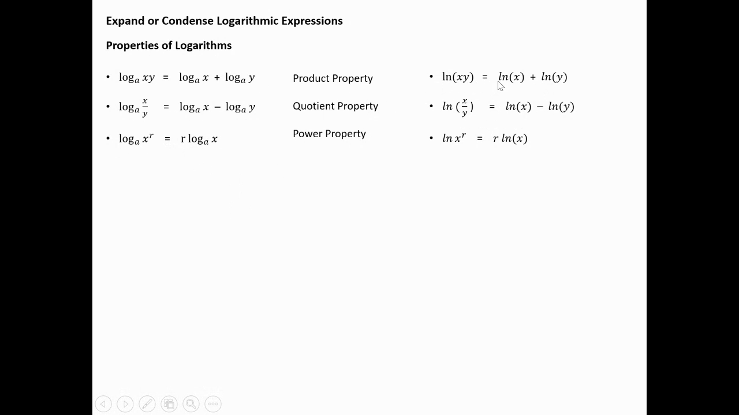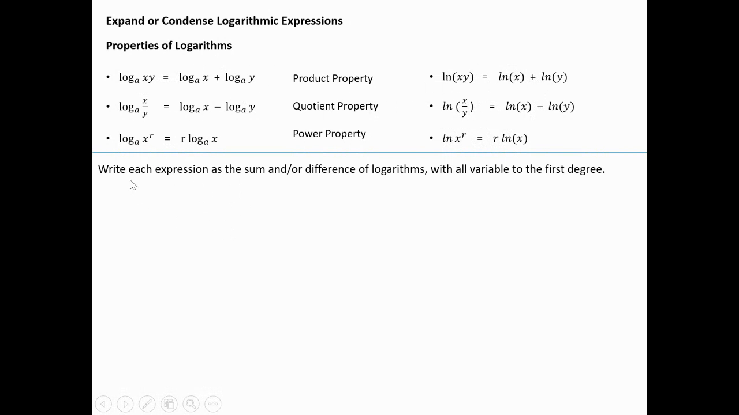In similar form, the same steps apply for the natural log, the ln. If you have the ln of xy, we do the same thing as we did for the logs. When it's multiplication, the expanded form will be addition. When it's division, the expanded form will be subtraction. And in the same manner, when you have ln of x to the r power, the r goes to the front, just the same as with the log properties.